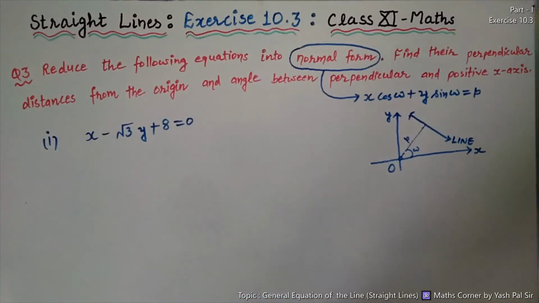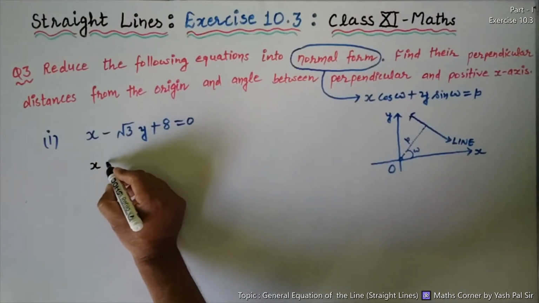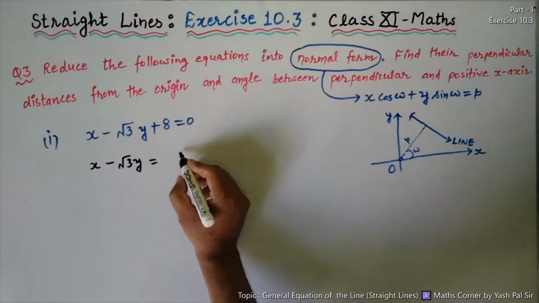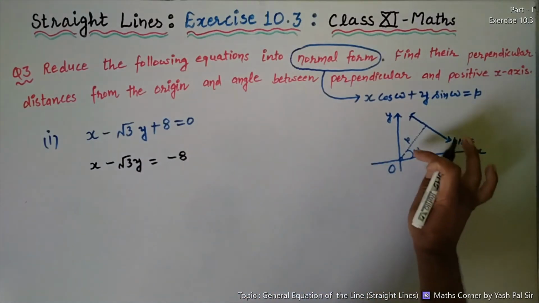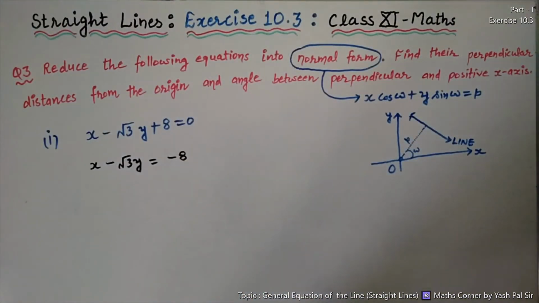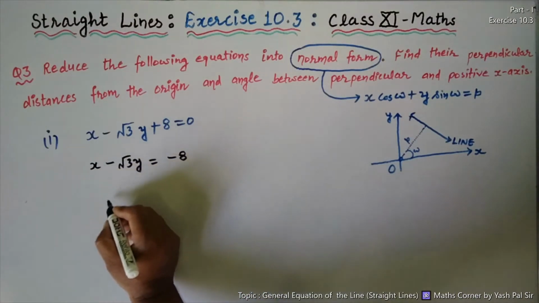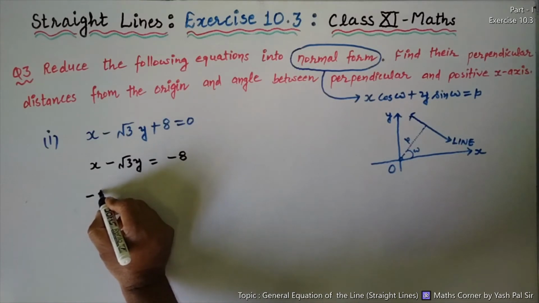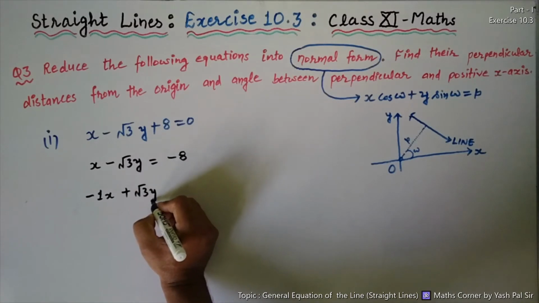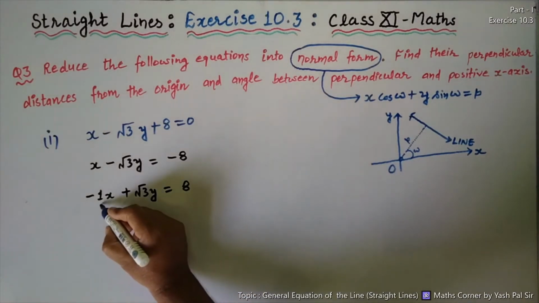So how to proceed? First of all, writing this way, x minus square root of 3y is equal to minus 8. But because p is the distance, the distance cannot be negative. So to make this positive, we have to change the sign throughout. This becomes minus 1x plus square root of 3y is equal to 8.